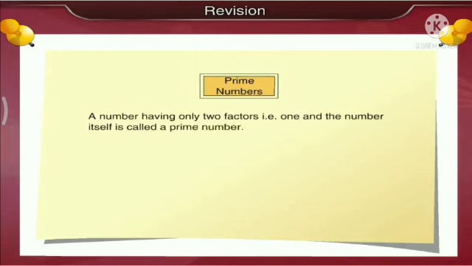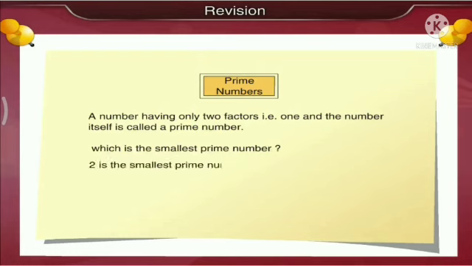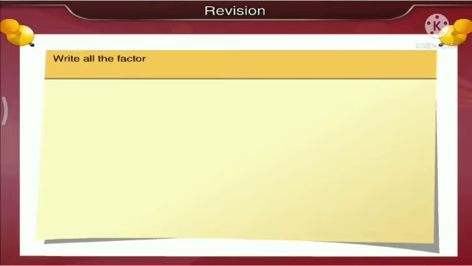A number which is divisible by 1 and the number itself is known as a prime number. If there are more than two factors, it is a composite number. Let us find out which is the smallest prime number. Here 2 is the smallest prime number. Now write all the factors of these two numbers, that is 20 and 27.